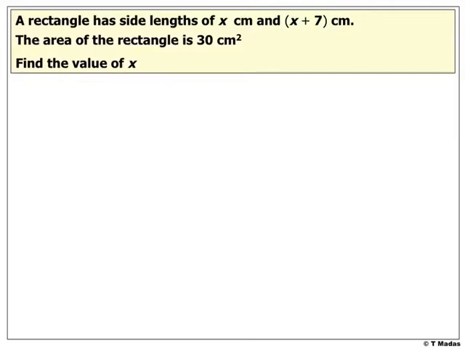So a rectangle has side lengths of x and x plus 7 centimeters, so one is 7 centimeters longer than the other. The area of the rectangle is 30 centimeters squared. Find the value of x. And first of all, we need to set up an equation to solve that.